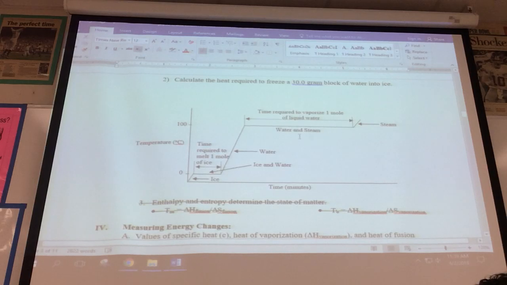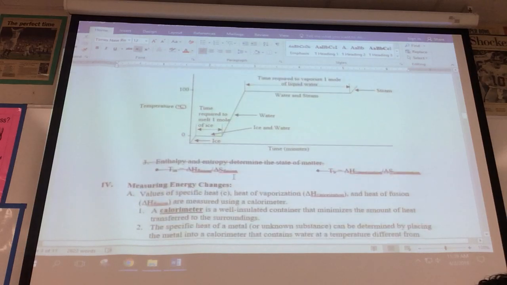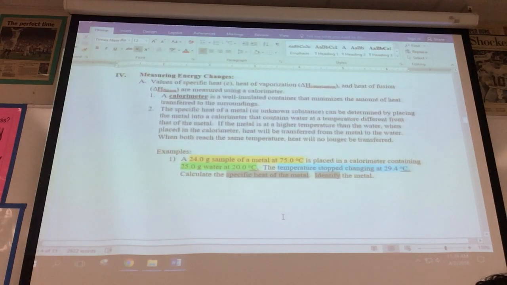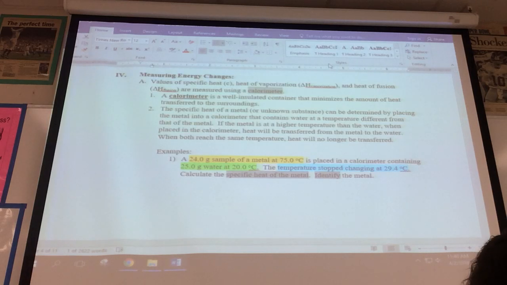Flipping back to your notes, I already mentioned this heating curve previously, and we have discussed it. We're not going to be looking at melting and boiling point from delta H's of fusion and vaporization, so I've scratched that out. What we will be looking to do here is measure changes in energy. The first thing we want to look at is how we can measure values of specific heat, heats of vaporization, and/or heats of fusion using a technique known as calorimetry. The instrument that we use is a calorimeter.